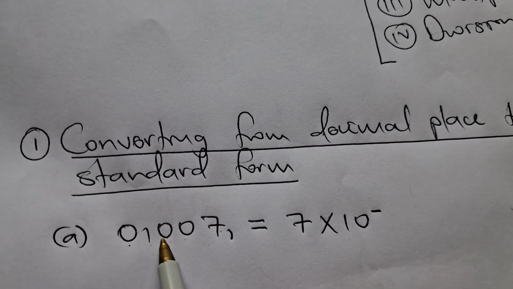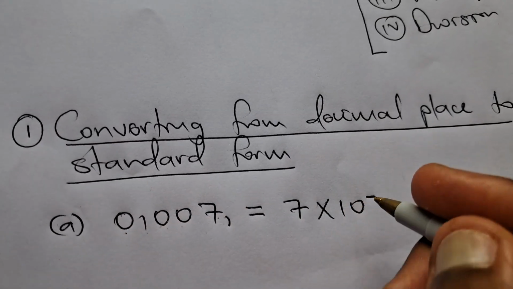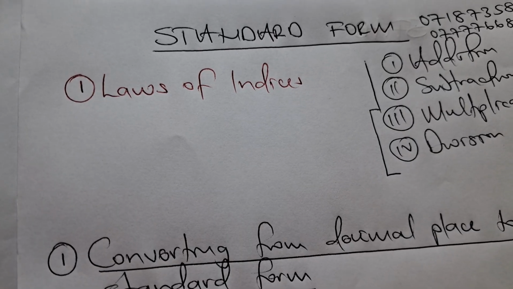You count the values between the commas: 1, 1, 2, 3. So it will be 10 to the power negative 3. I did not explain, guys. Very sorry for that. I am now going to explain it.